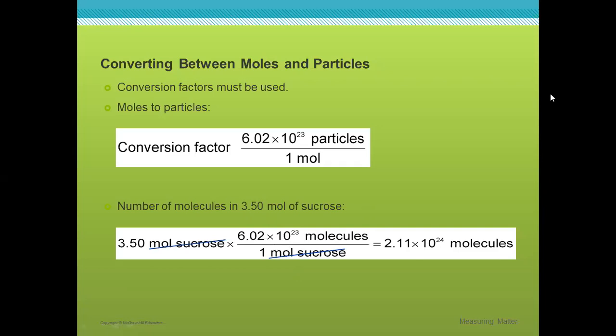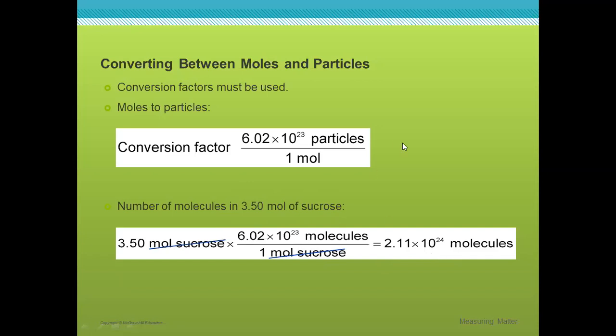So if you have, as in this example, 3.5 mole of saccharose, what about the number of molecules? How can we get it? Number of molecules equals the number of moles, 3.50, times Avogadro's number, which is a fixed number, 6.02 times 10 power 23 molecules. So the 3.50 mole of saccharose has 2.11 times 10 power 24 molecules.